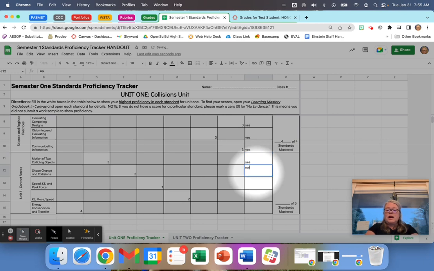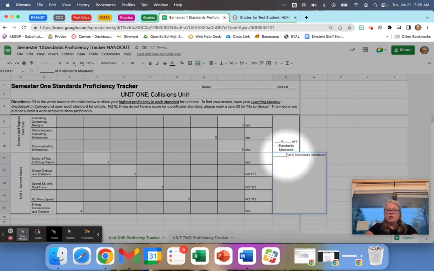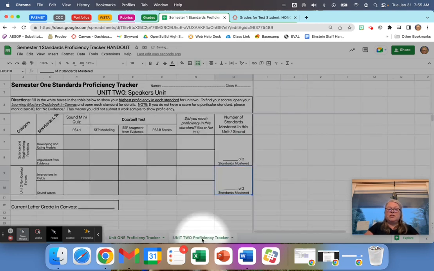2 out of 4, not yet. 1 out of 4, not yet. 2 out of 4, not yet. And then 4 out of 4, yes. So I'm going to count these up. I've got 2 yeses and 3 not yets. So 2 of the 5 standards were mastered. Once you have completed Unit 1, you are going to get your next sheet of paper and complete Unit 2.